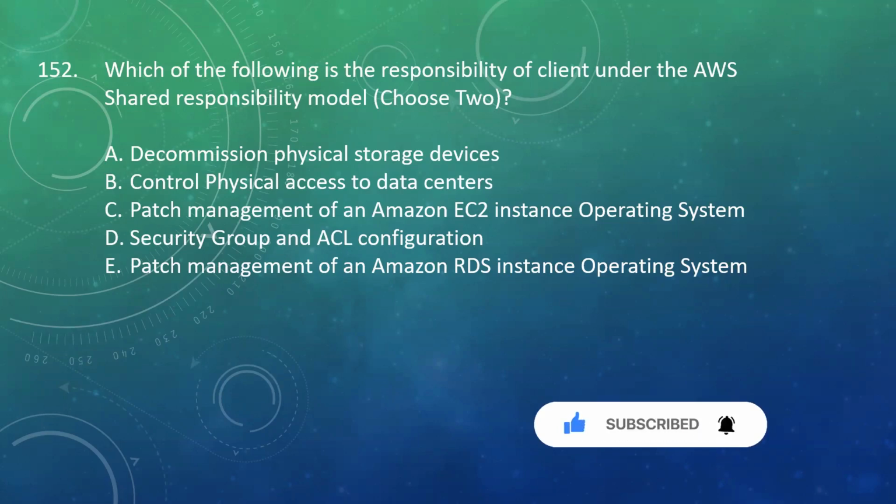The third option is patch management of an Amazon EC2 instance operating system. Now, Amazon EC2 is an infrastructure as a service where you have access to operating system. You are the one who is going to manage it. So it lies under your responsibility. Then the next option is security group and ACL configuration. Again, you do have access to create security groups and ACLs when you are creating EC2 instances. So this is something which is under your responsibility.